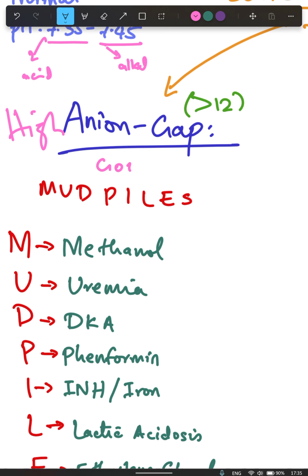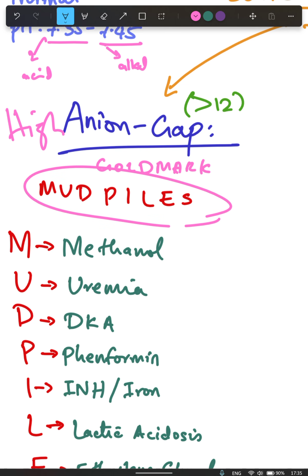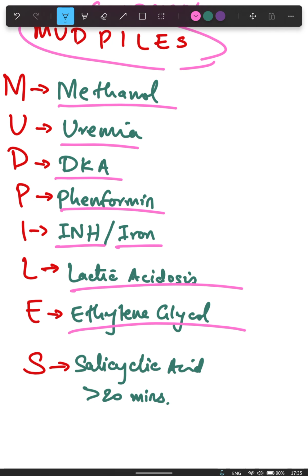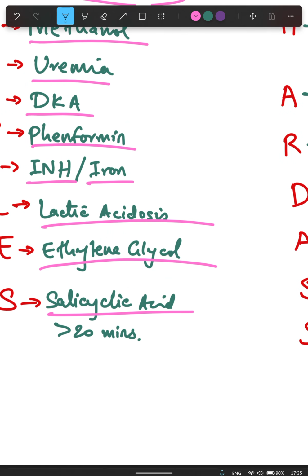There's two. There's GOLD MARK, and then there's MUD PILES, which is my favorite, which stands for methanol, uremia, diabetic ketoacidosis, phenformin, isoniazid, iron, lactic acidosis, ethylene glycol, also known as antifreeze, salicylic acid, also known as aspirin. But this is only when it's more than 20 minutes.